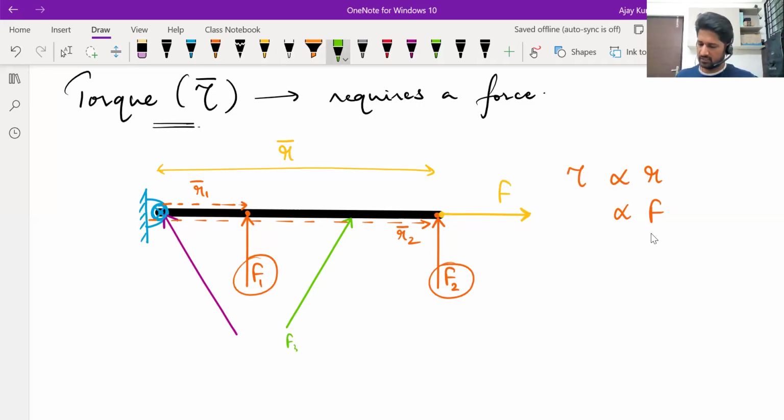Now you consider the green one. Let's call this F3. Now F3 can be resolved into two components. You can take one component of F3 perpendicular to the position vector, and you can take one component of F3 parallel to the position vector. Pawan, tell me, which of these components, perpendicular component or parallel component, can rotate this door about the given axis? Which component of F3 can produce a rotational effect?